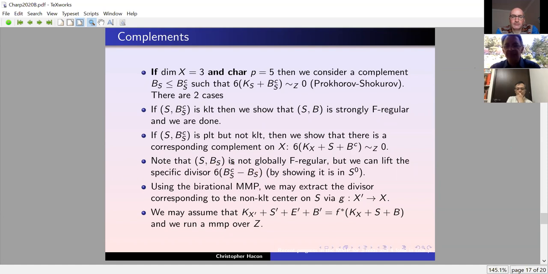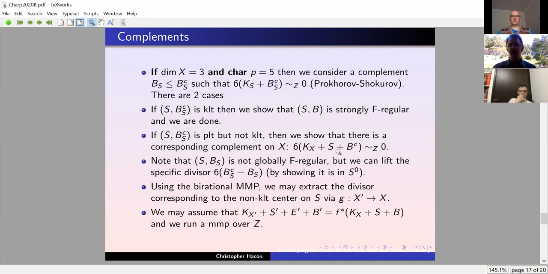And since S, B_S is not globally F-regular, that would seem like it's a problem. So what we do is we carefully look at this space of Frobenius invariant, Frobenius stable sections S0, and we identify the global sections that lie in there, and essentially those are the ones that vanish along certain divisors, and it so happens that this section actually lies in there. So by a detailed case-by-case analysis, we're able to show that this section is Frobenius stable, hence it extends to the ambient variety, and that's how we get a global complement on X.